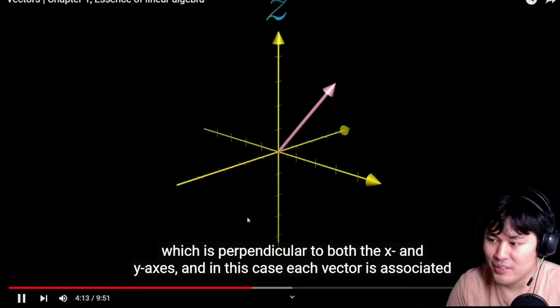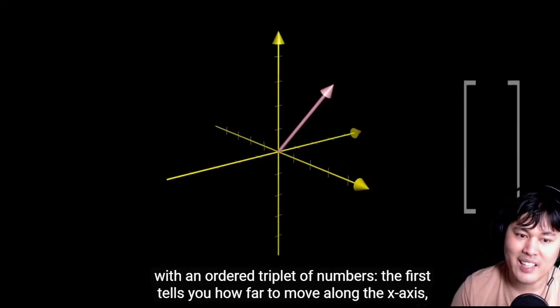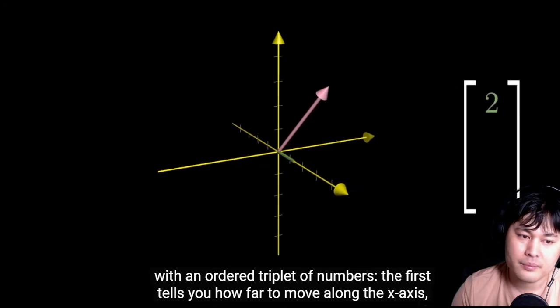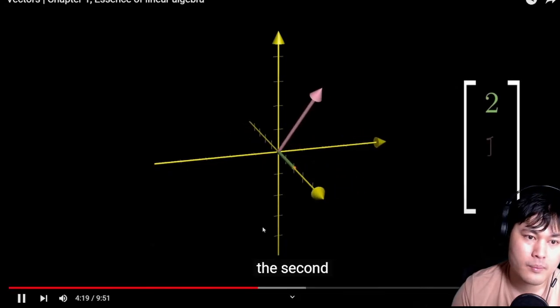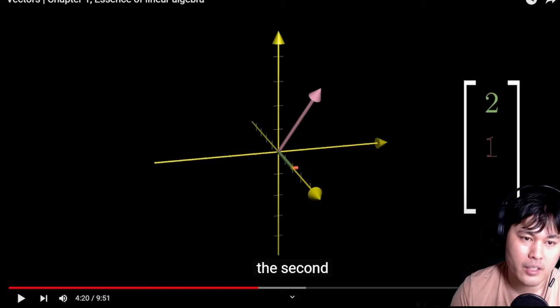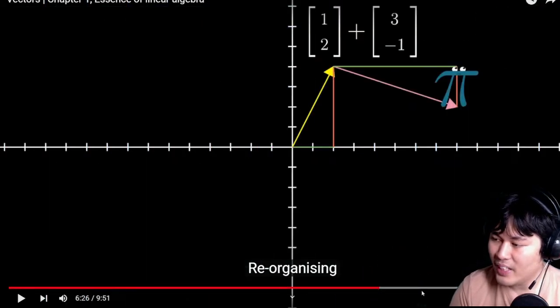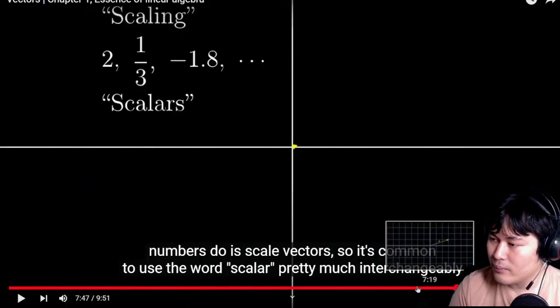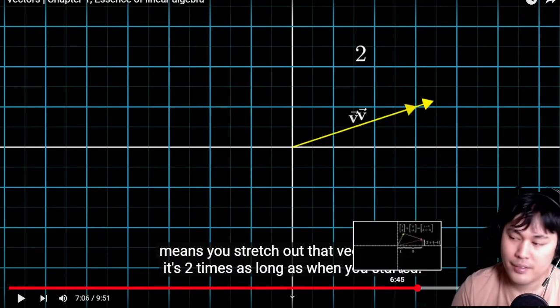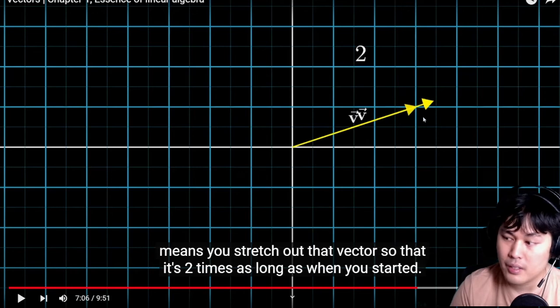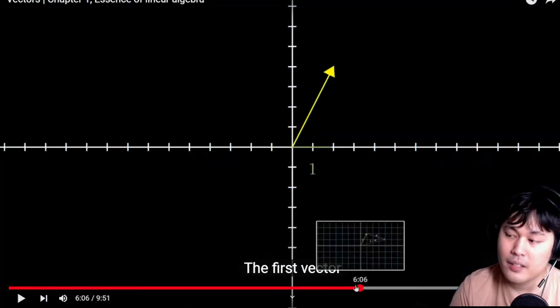We also have the nice animation. The first tells you how far along the x-axis. The second tells... I shouldn't put the sound there, but again you can. And some basic operations, which again we will have in this class, and what it means when you add two vectors together.